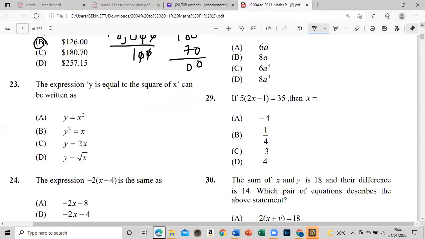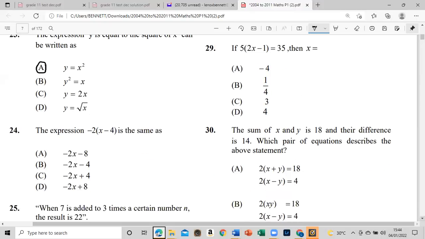Alright, 23. The expression y is equal to the square of x can be written as y is equal to the square. So that is, you can say, square, right? Square. If it was square root, it would have been this. Alright. Read the questions very carefully now, guys.